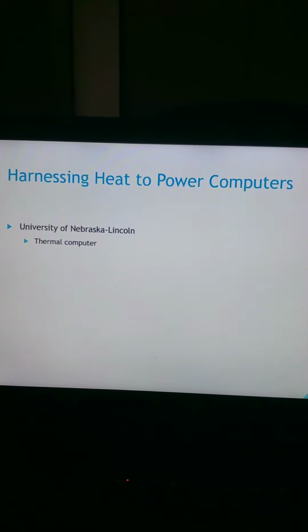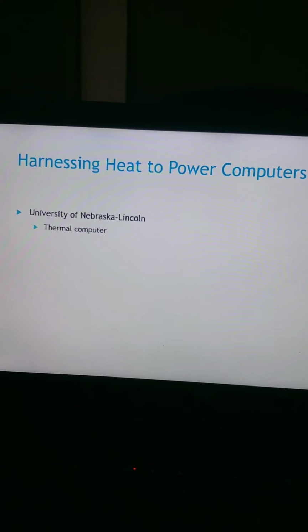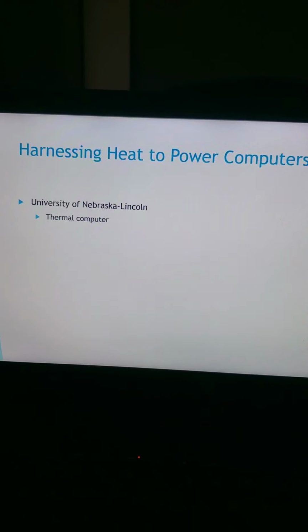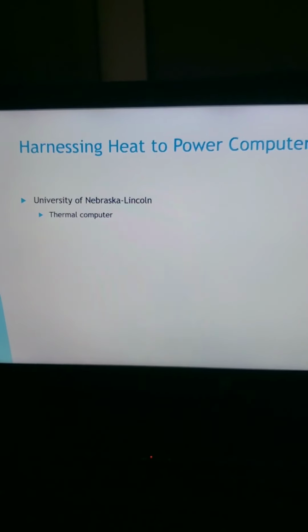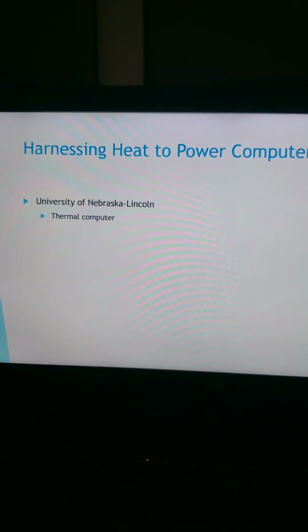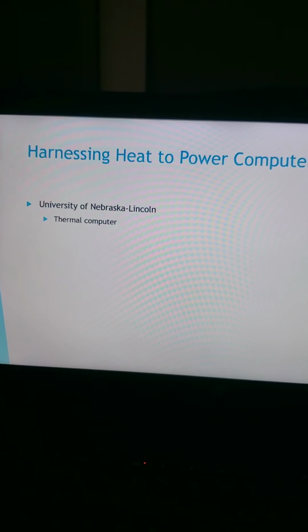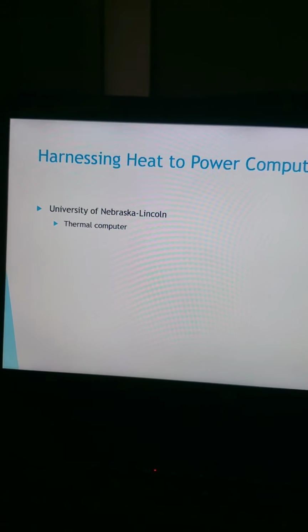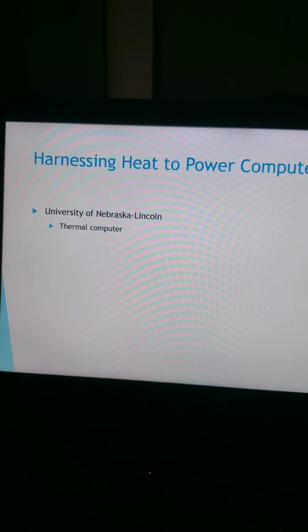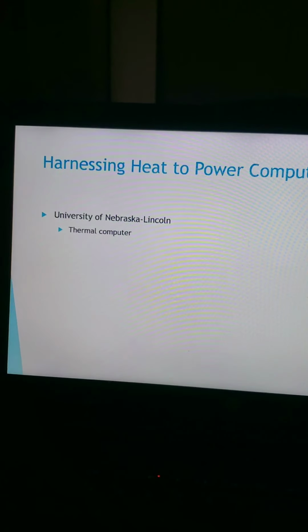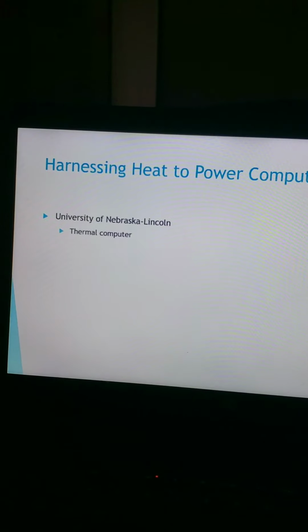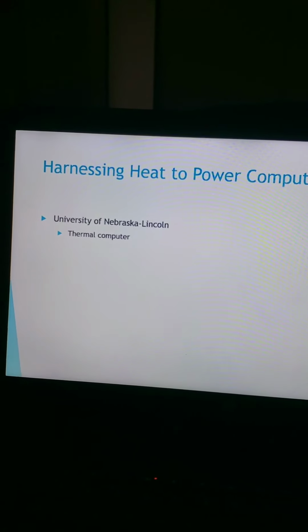Heat can also be used to power computers. However, the biggest problem with computers is keeping them cool so that they won't shut down or overheat. So, two engineers from the University of Nebraska-Lincoln are embracing heat as an alternative energy source by creating a thermal computer.